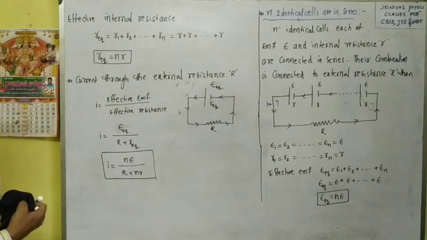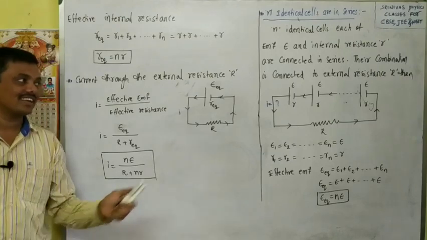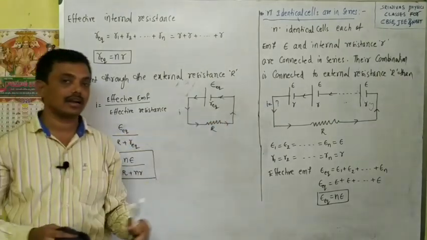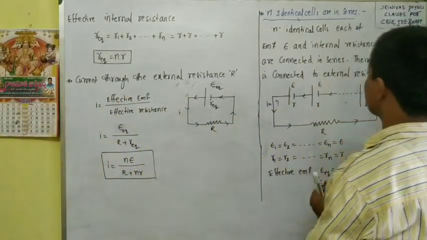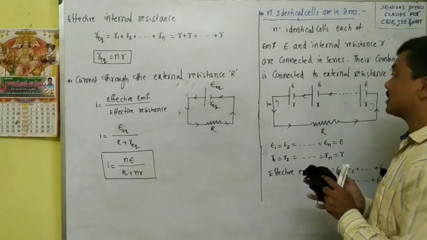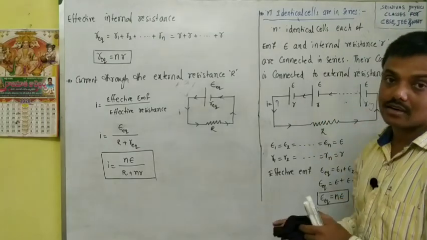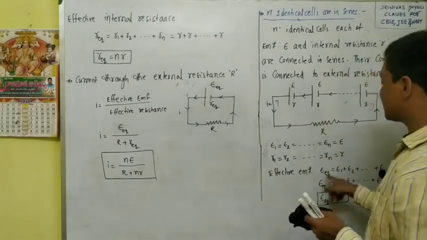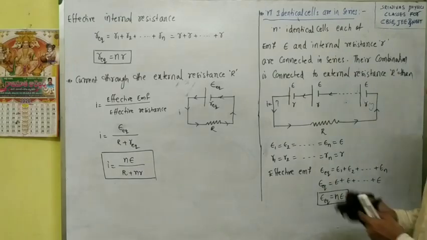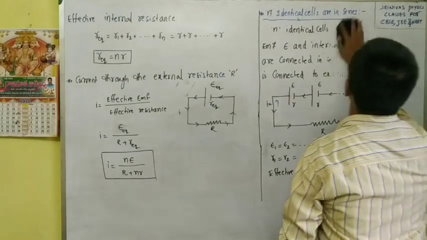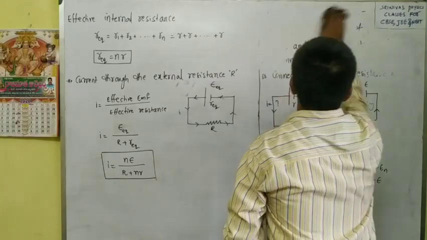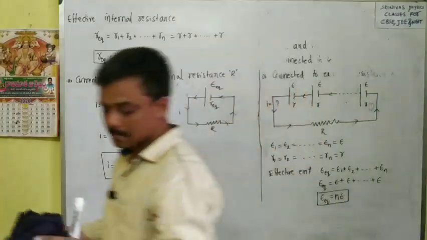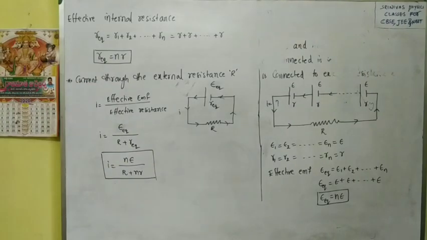Let us see one more point I am going to tell. Here in the series combination, all the cells are connected correctly. If out of n cells, some cells are wrongly connected, then what happens? When all the n cells are connected correctly, the effective EMF is nE, we just have to add them. If some cells are wrongly connected, then what happens?